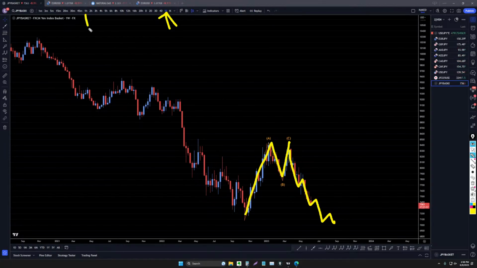So if we go down to someplace like the 1 hour and we see something that looks like the end of a trend, then most likely the higher time frames are right, and most likely it will just keep on going down.